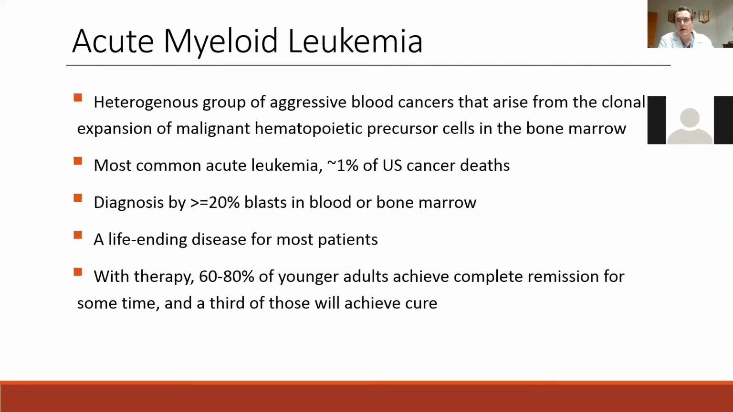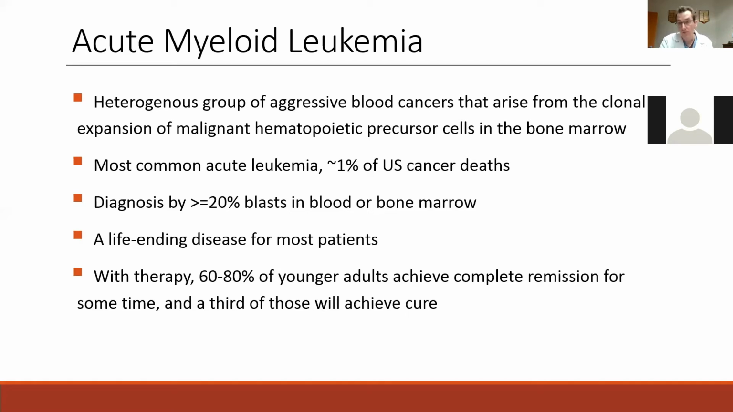All right, so acute myeloid leukemia. It's a heterogeneous group of aggressive blood cancers. They arise from clonal expansion of a hematopoietic precursor cell in the bone marrow. It's the most common of all acute leukemias and accounts for about 1% of U.S. cancer deaths. It's diagnosed by a blast percentage of 20% or more in the blood or bone marrow. And this is really an end-of-life disease for most patients.